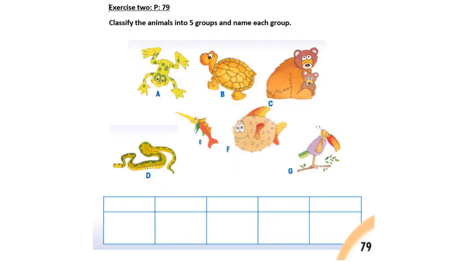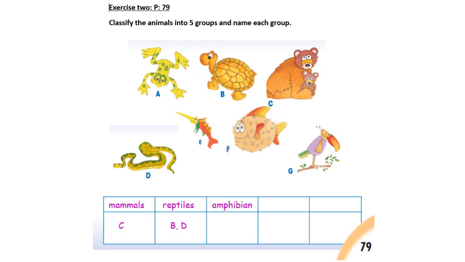Now, we have to classify the animals into 5 groups. We learned about fish, birds, mammals, reptiles, and frogs. Don't forget that a frog is an amphibian. Let's start with mammals. Is a snake a mammal? No. Bears are mammals, so we have to write letter C. Now, reptiles. What are the reptiles? What can you see here? We can see a tortoise and a snake. And we all know that a snake is a reptile and a snake has no legs.